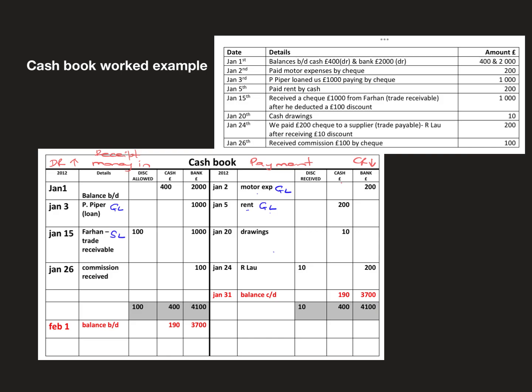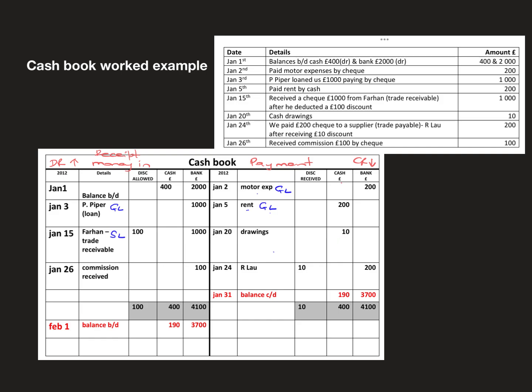Next transaction, January 20th, it says cash drawings. Now the word drawings is suggesting that the owner is taking out money from the business. So the owner is withdrawing £10 and they're taking it in the form of cash. So it's a withdrawal, it is a payment. It's going to cause a reduction in cash. So in the cash column, on the payment side, you should see the £10. So January 20 drawings and the owner is taking out £10.